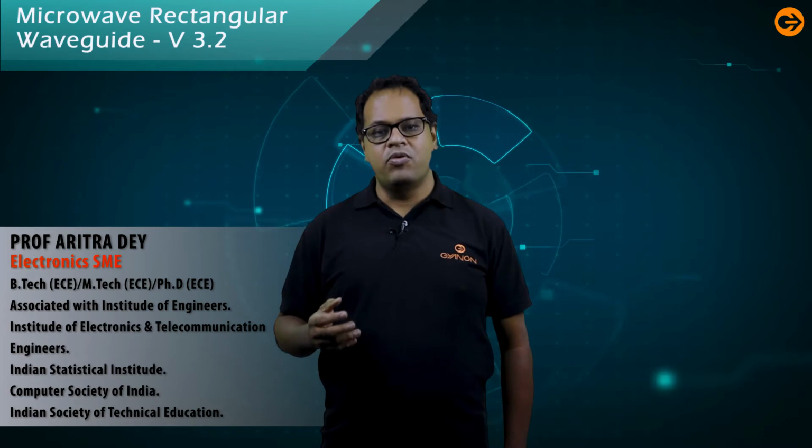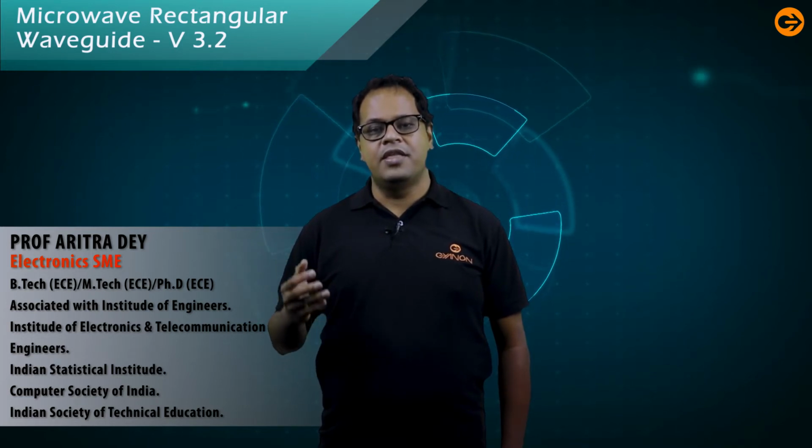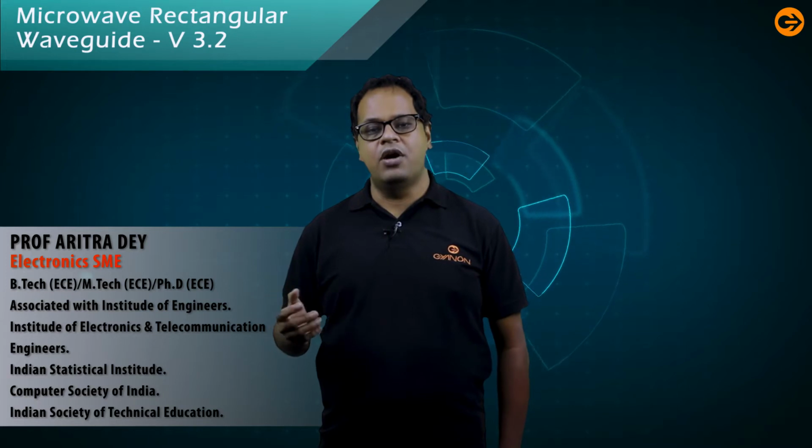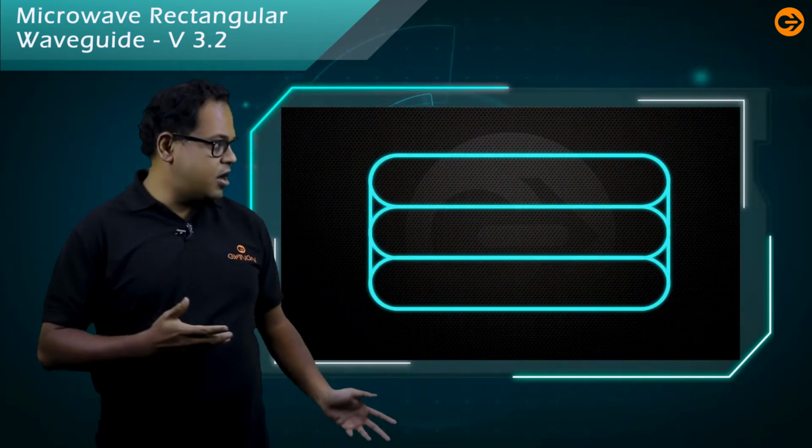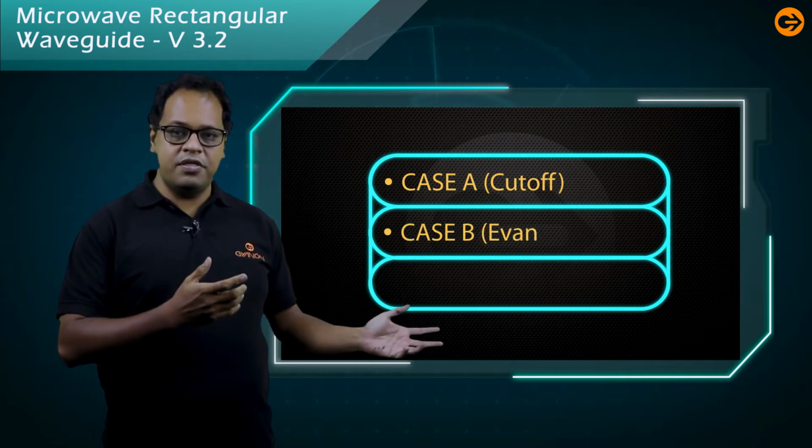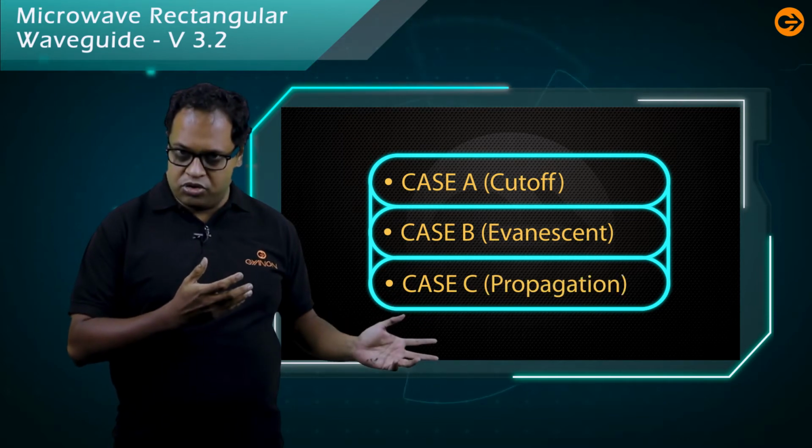In this segment, we are going to discuss the last segment, that is the transverse magnetic mode of our microwave subject. In the case of the rectangular waveguide, there are two modes. One is transverse electric, another is transverse magnetic. The transverse electric mode was discussed earlier. In this segment, we are going to discuss the transverse magnetic. There are three types of mode in the case of the transverse magnetic mode of the waveguide. They are cutoff mode, evanescent mode, and the propagation mode.